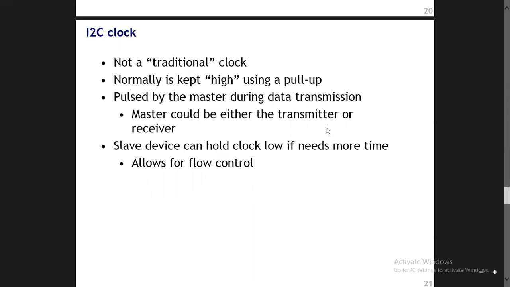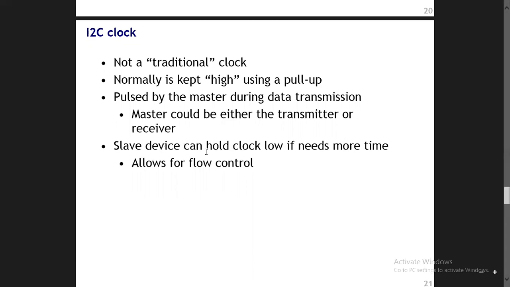The master could be either the transmitter or the receiver. This is very interesting; sometimes we get confused, but master does not mean that it can only transmit. The master can receive as well. Keep this concept in your mind: master and slave is a different aspect, and transmitter and receiver is a totally different aspect. Do not confuse the master with the transmitter. Master is basically the role of the device on the network, so the master has overall control of the network or the bus. But when it comes to transmission and reception, either master or slave can do both.